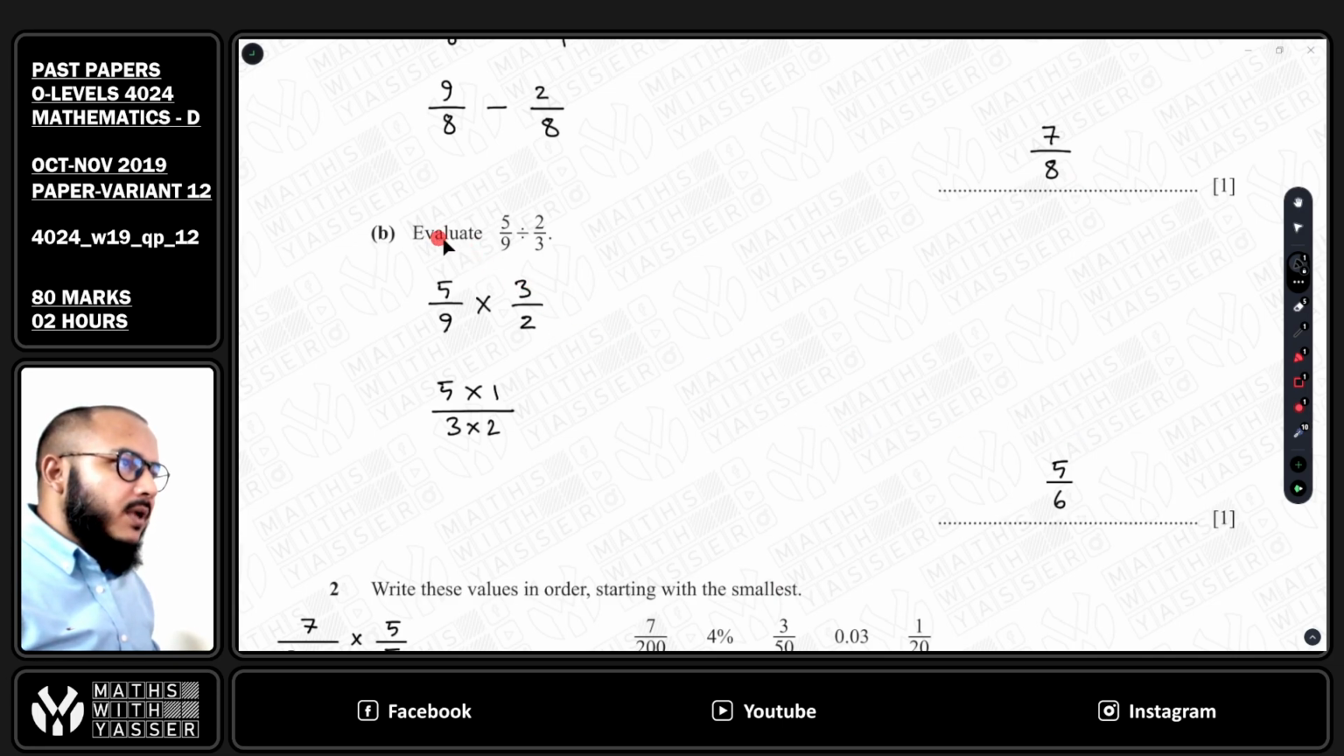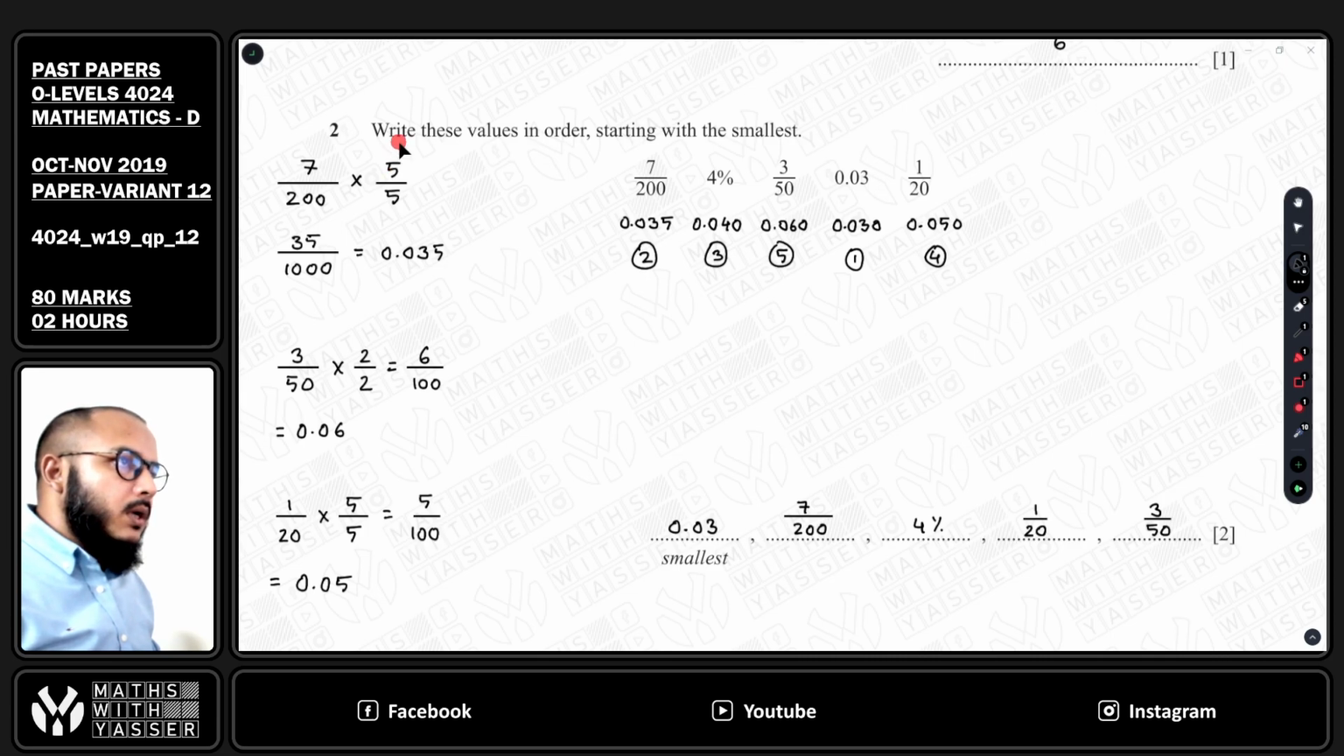Then it says evaluate 5 over 9 divided by 2 over 3. Since there is a fraction which is getting divided, we can multiply with its reciprocal. So it will be 5 over 9 times 3 over 2. So that will be 5 times 1 over 3 times 2. So that is 5 over 6.